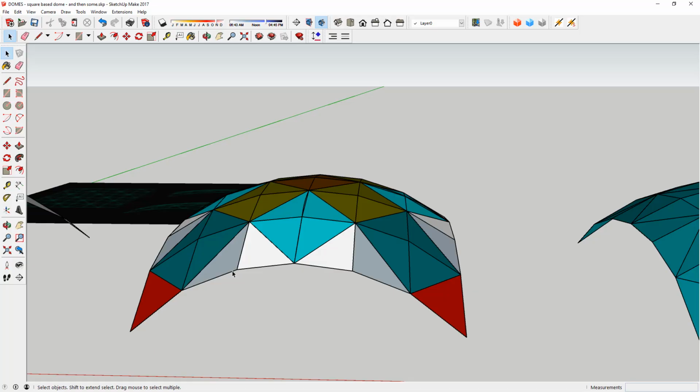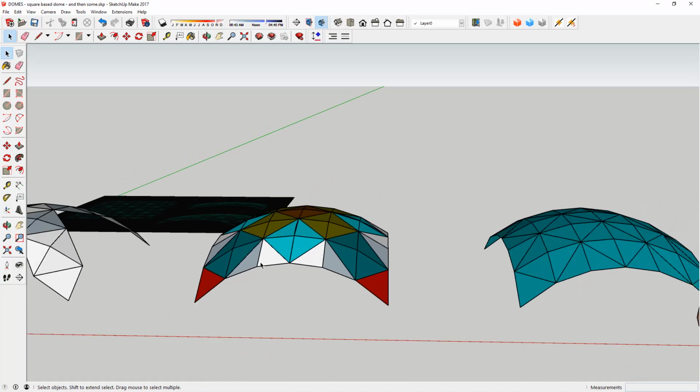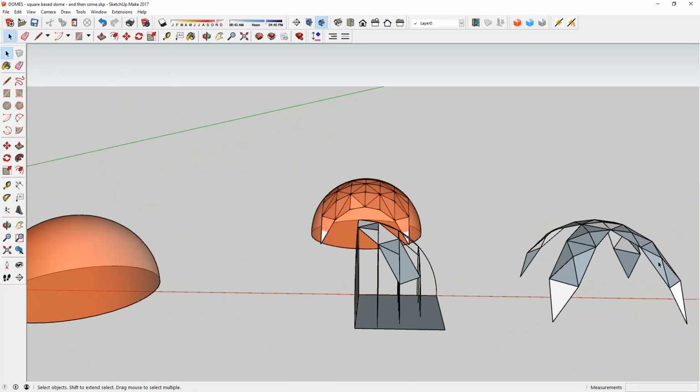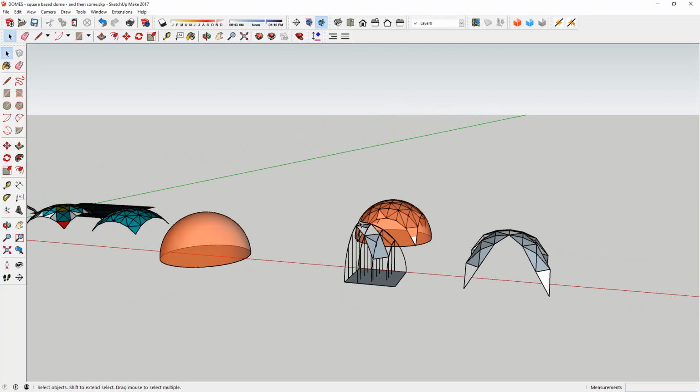So I thought to myself, excuse the phone trying to talk to me, but I thought to myself, well, what happens if I make a lower frequency dome? The previous one was based on 5 divisions.